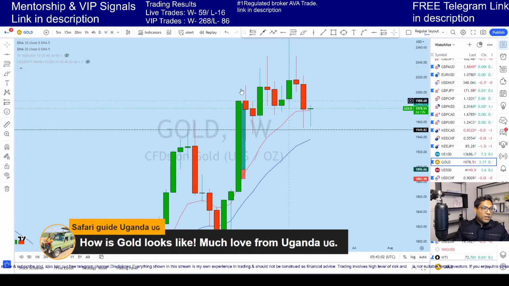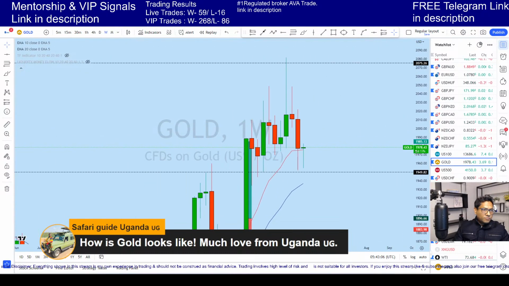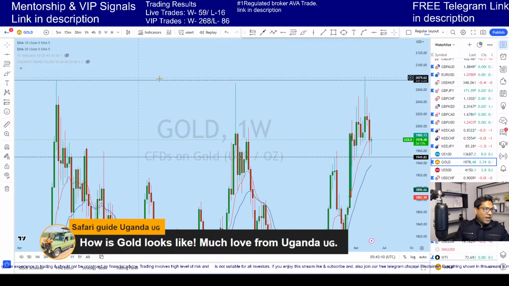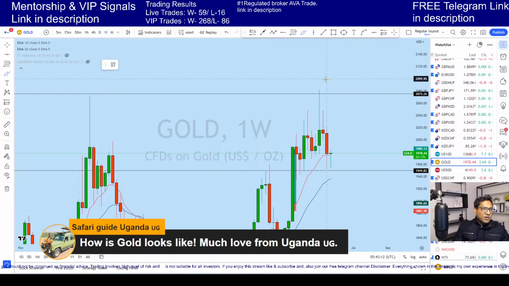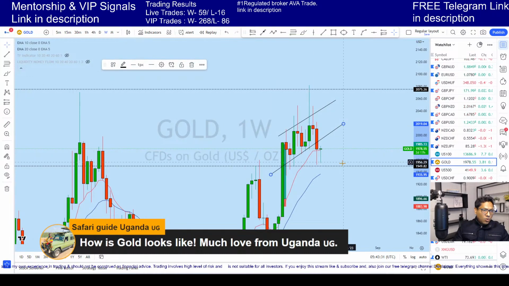Now if we look at the weekly, this is the resistance line here on gold, and the price triggered a huge liquidity from this level. From the weekly, it has come back to the range here. In that, this is a channel on gold, and from this channel the price broke to the upside, grabbed the liquidity, and has come back down.